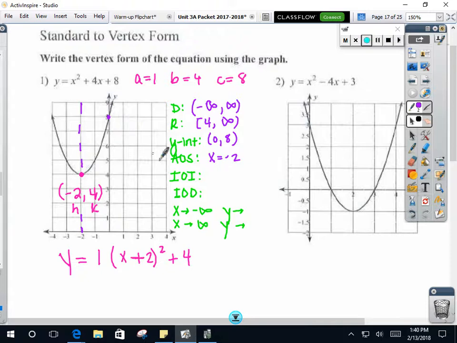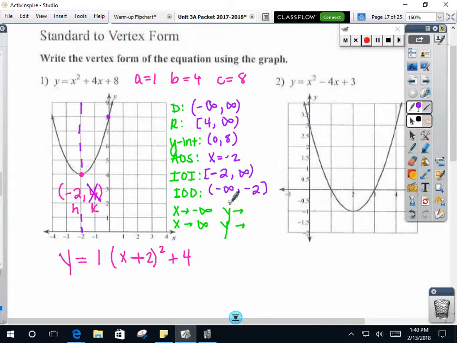Which side of this parabola is the increasing side? The right. When did it start increasing? Intervals of increase and decrease only use x values. So when did it start increasing? And increase forever. So when did it start decreasing? And decrease until it got to negative 2.